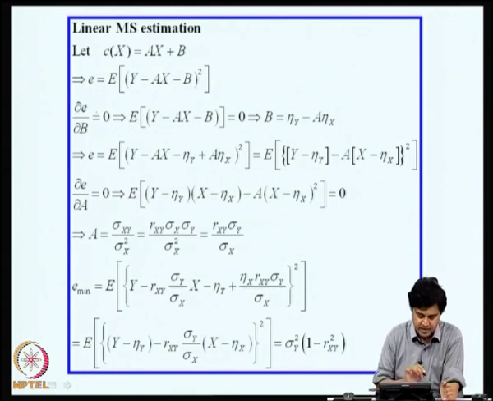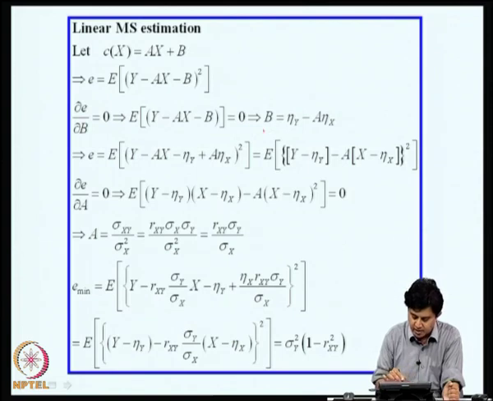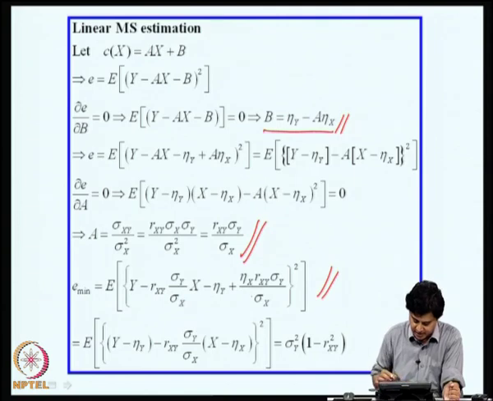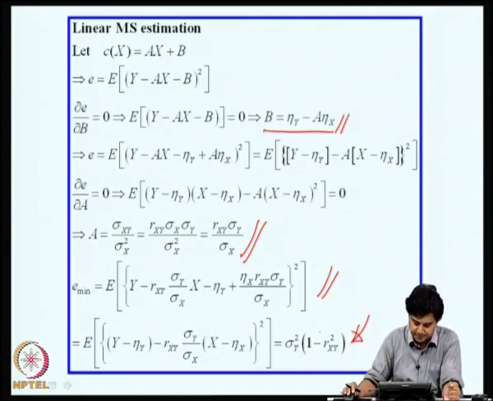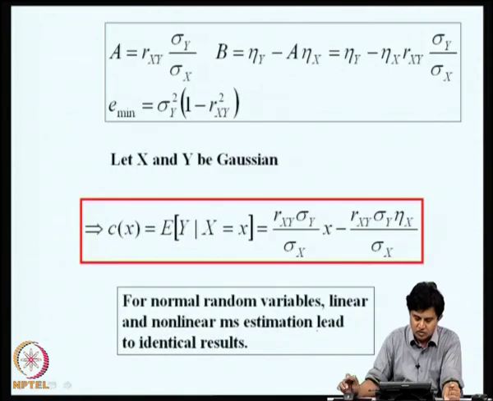So, now I select A and B so that dou E by dou B is 0 and dou E by dou A is 0. If we first do the calculation with respect to B, we get B to be given by eta y minus A eta x, and now we substitute that into the expression for E and then implement the minimization with respect to A, and we get A to be given by this. These optimal values of A and B, if we now substitute into the expression for the error, this is the error at the optimal point. This error of course is not 0, this is the minimum possible error. So, this is the solution.